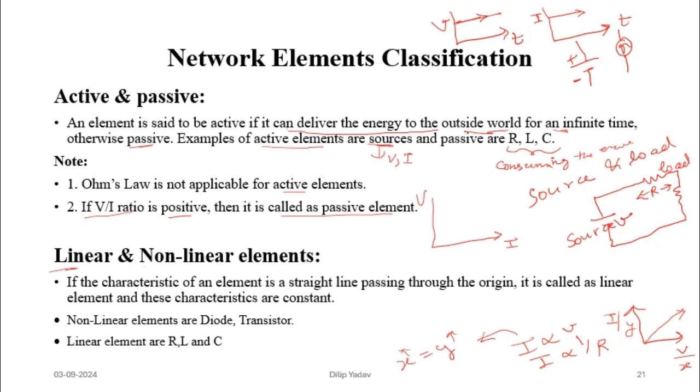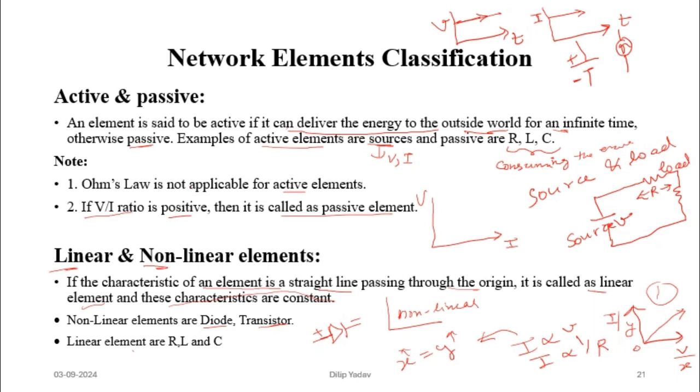Now coming to linear and non-linear, it is similar to this. An element is linear if its characteristic is a straight line passing through the origin, as we can see in the figure, and these characteristics are constant. Non-linear elements are the diode and the transistor. Why is the diode non-linear? Because if we draw the curve for the diode, the curve is non-linear.